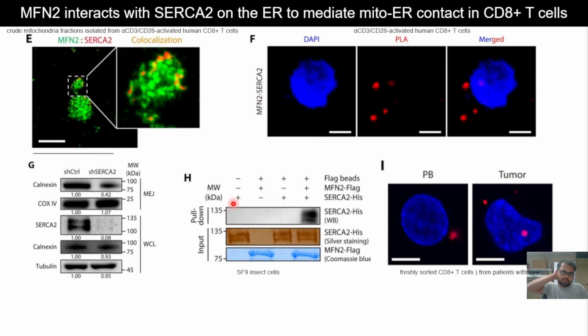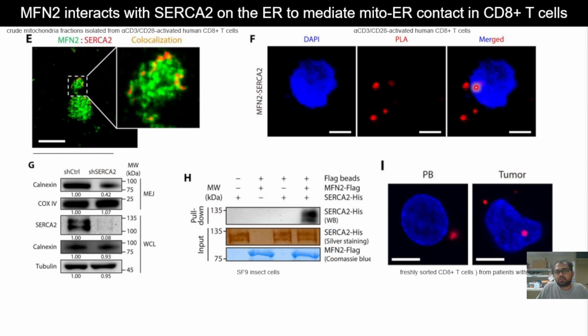Further, to investigate and validate that they are interacting, they took these crude mitochondrial fractions, in which the mitochondria-ER junction is present, and stained them with MFN2 and SERCA2. These mitochondria were isolated from anti-CD3/CD28 activated human CD8 T cells. So we can see here there is a co-localization of MFN2 and SERCA2, which suggests that they are interacting. This is the direct evidence for that.